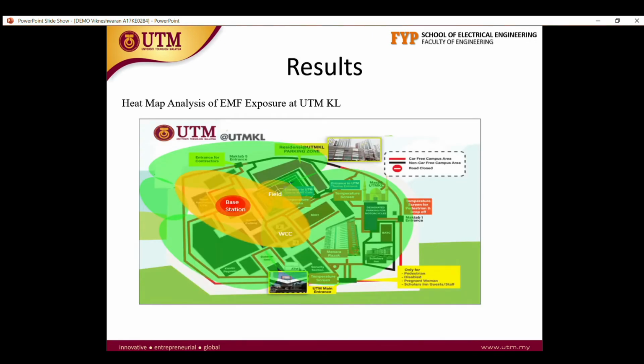Then a heat map analysis was constructed with the result we have, where the base station is circled in red due to the highest reading of radiation, and the yellow color was plotted at the WCC room due to the EMF exposure level being higher than the exposure level at the field, which was plotted with yellowish green due to the small difference of exposure level with the WCC room.